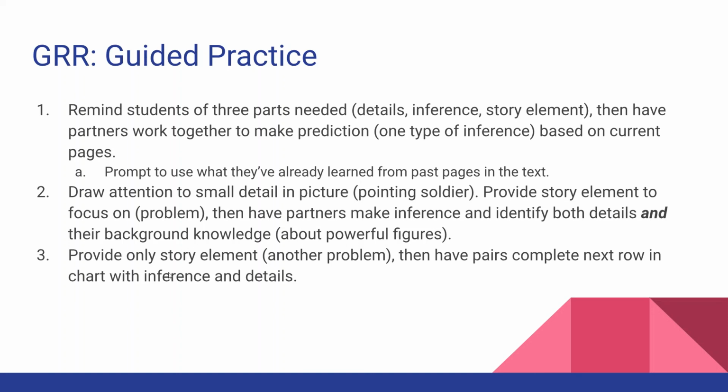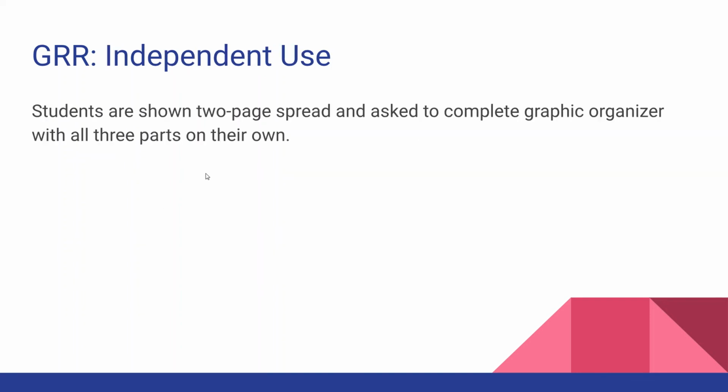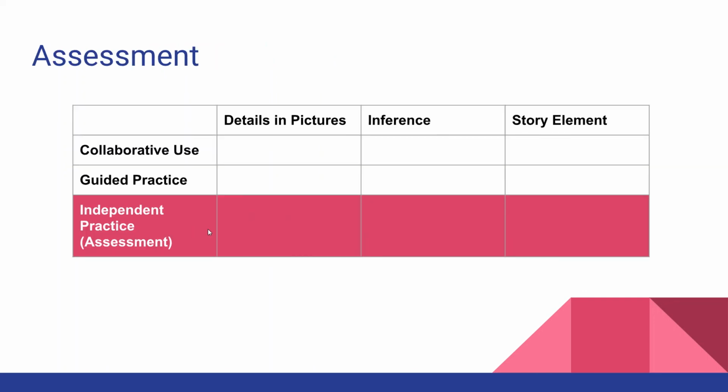And then I'm going to provide only the story element, which is another problem, and have pairs complete the next row in the chart with their inference and details. Finally, for the independent use, students are shown a 2-page spread, and they're asked to complete the graphic organizers with all 3 parts totally on their own. This is the assessment portion of my lesson.